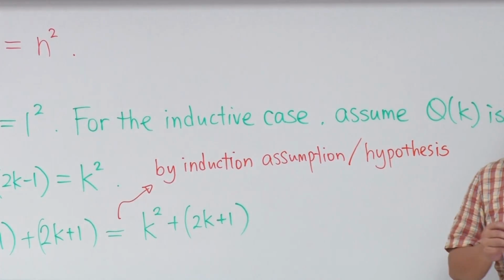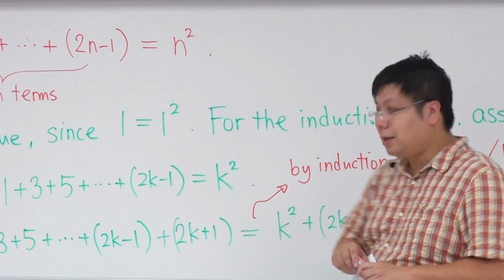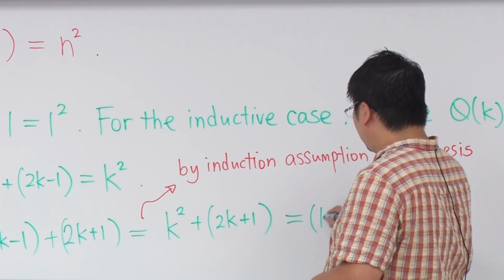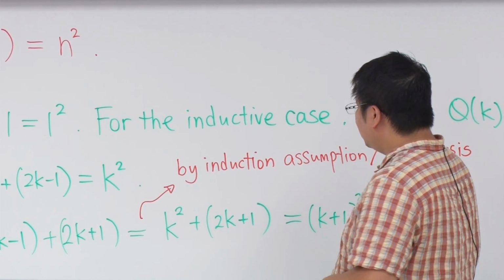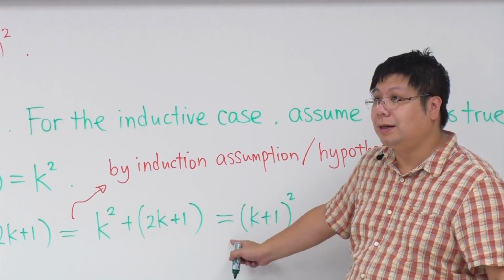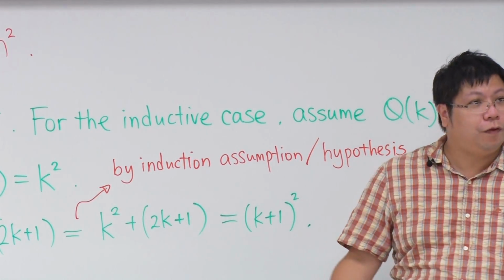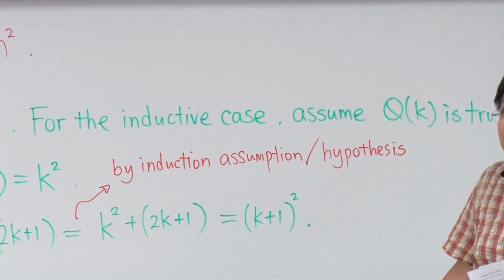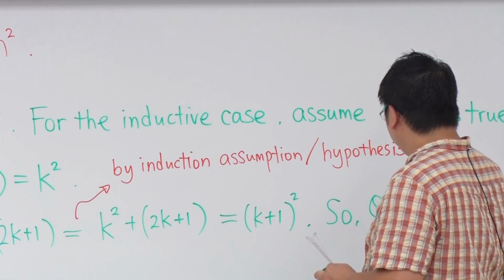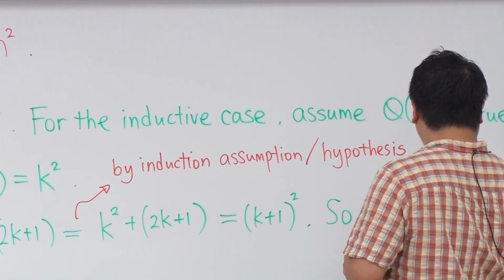Okay? So you make a mark here. This equality comes from the induction hypothesis. And then this is going to be equal to k plus 1 squared. If you want to give a reason for this one, it is just simple algebra. Okay, good. This is exactly the form of Q(k+1). So Q(k+1) is true.